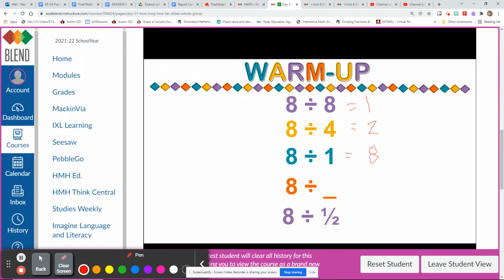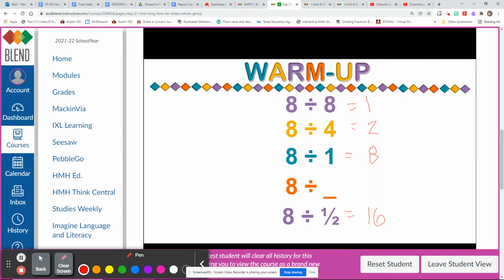All right, so 8 divided by half. This is one that you might not know, right? But the way that you're looking at it right now, if 8 divided by 8 was 1, 8 divided by 4 is 2, 8 divided by 1 is 8, maybe, just maybe, 8 divided by half would be 16. How could that work? I don't know. Let's think about that. All right.